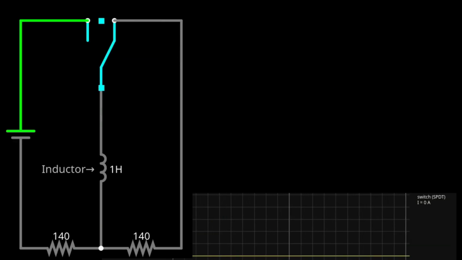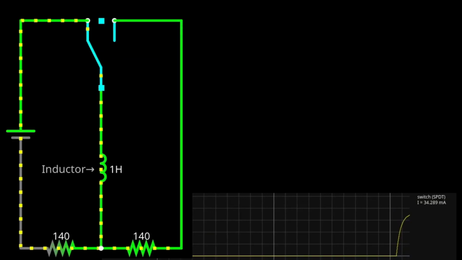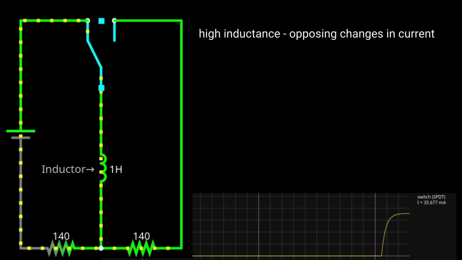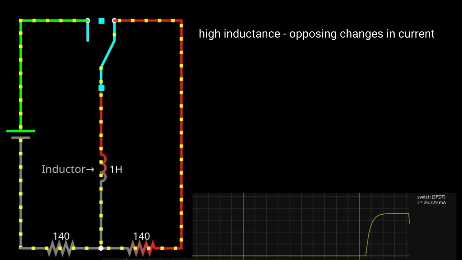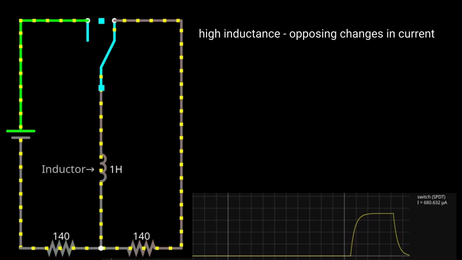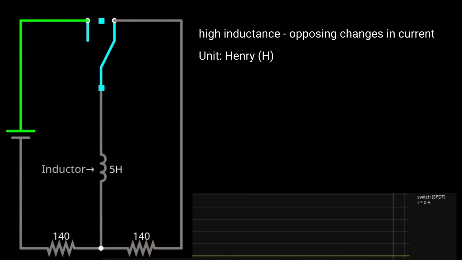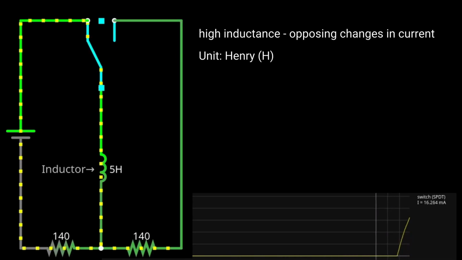We can describe inductors using inductance. Circuits with high inductance like to oppose any change in current. You can think of it like the inertia of electricity. We measure it using the unit of Henry with a capital H.